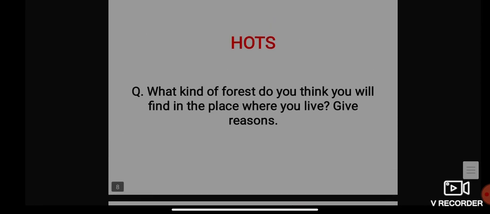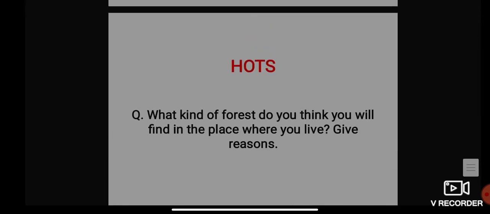So here is one last question. What kind of forest do you think you will find in the place where you live, and give reason? Take the example of Kohima or Nagaland as a whole. What kind of forest do you think you will find in our place, and give reason for that?